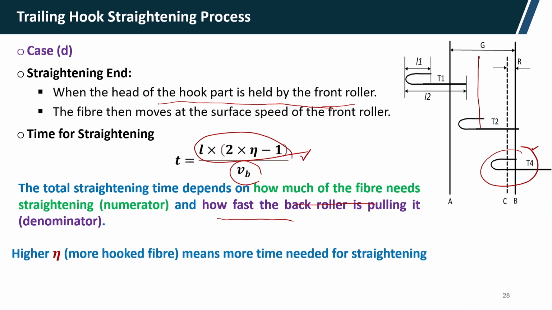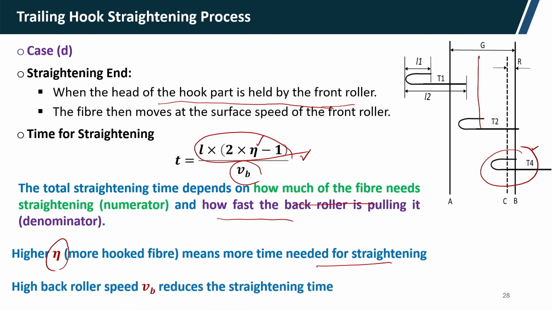So, higher initial straightening, more hooked fiber, that straightness means more time is needed for straightening. So, we can see here more time will be needed, and a higher back roller speed reduces the straightening time.